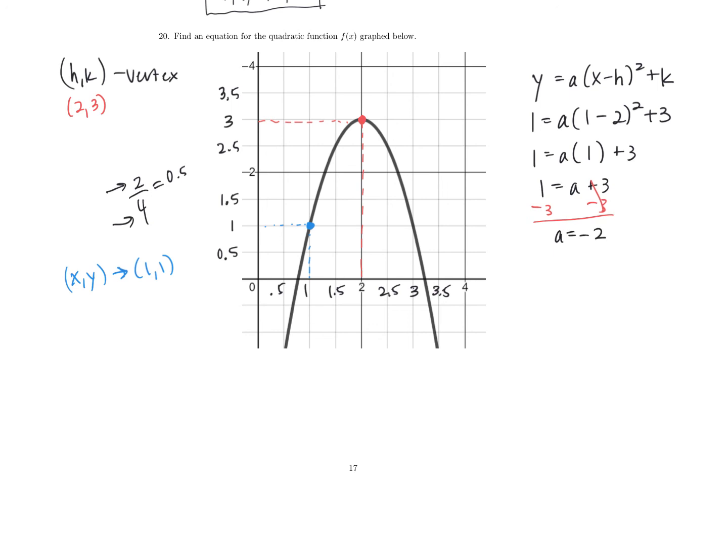Once you find a, you're going to use your vertex and your a value to write your final function. So your final answer would be f of x equals negative 2 times x minus h, which is 2, squared, plus k, which is 3. So that would be the equation of this quadratic function.